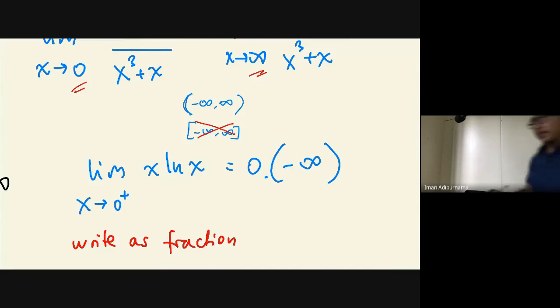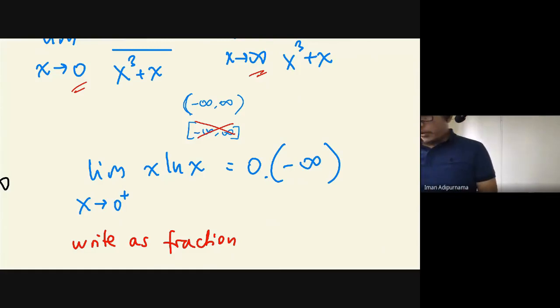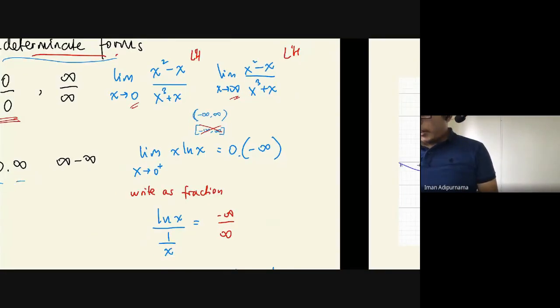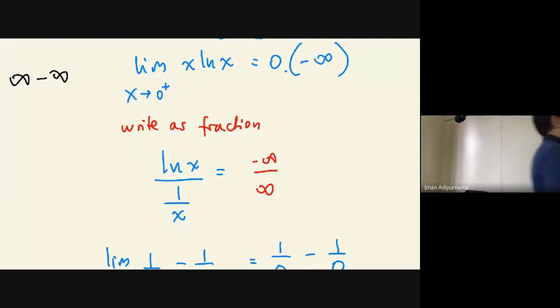So in this case, what are you going to do? We can rewrite the form. We write fractions and force these two functions to become 0 over 0 or infinity over infinity. That's when you can differentiate and use the L'Hopital rule.